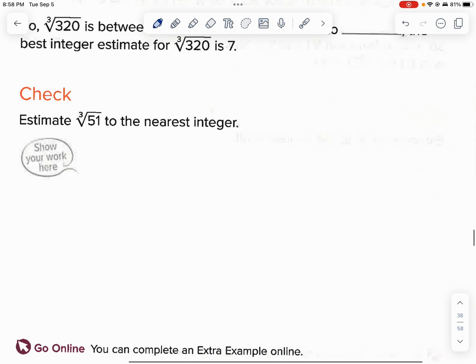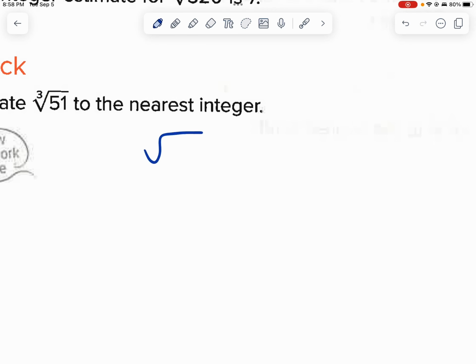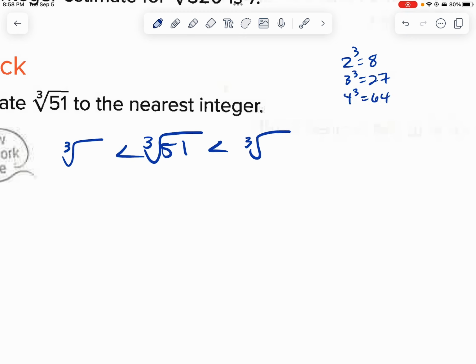This next one. The cubed root of 51. I want to give myself some room. Cubed root of 51 is going to be between what two cubed roots? Some of you are like, what are the cubes? So 2 cubed is 8. 3 cubed is 27. 4 cubed is 64. Okay, so 51 becomes in between 27 and 64.